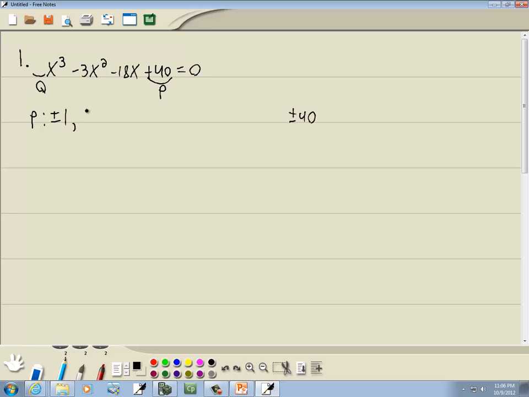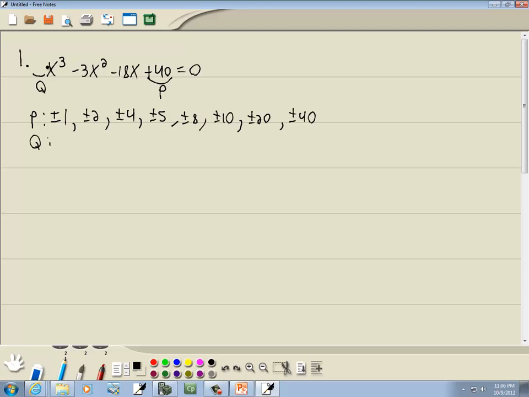2 times 20. So we'll have plus or minus 2 and plus or minus 20. We have 4 times 10, so we got plus or minus 4 and plus or minus 10. And we got 5 and 8. So we got plus or minus 5 and plus or minus 8. So those are all the products that give us 40.